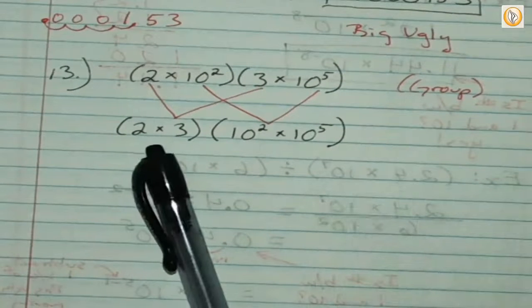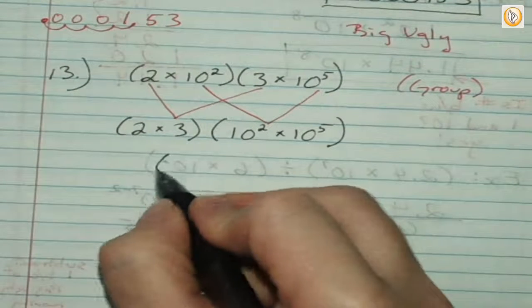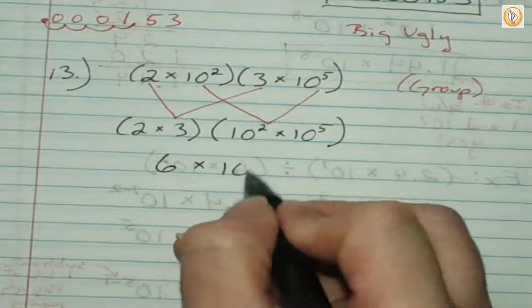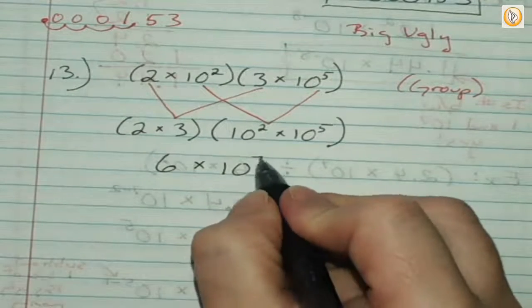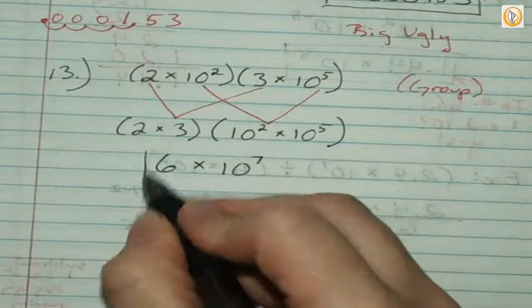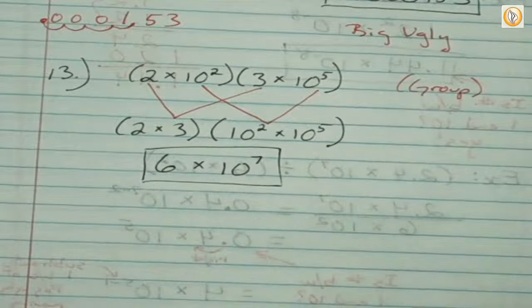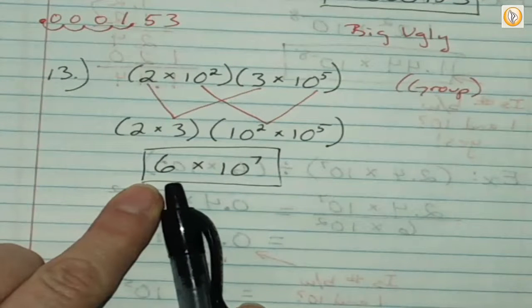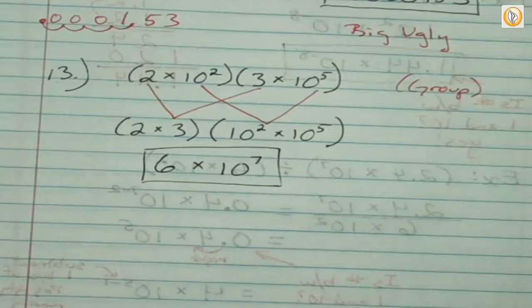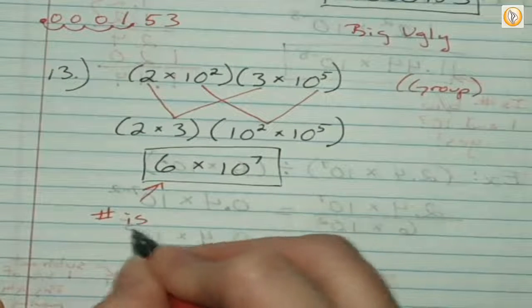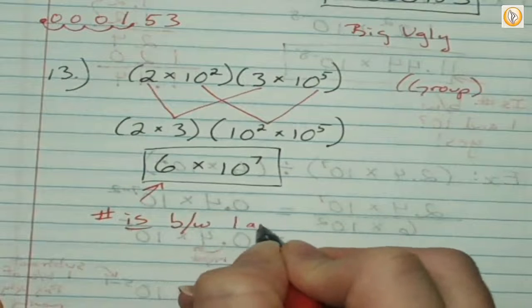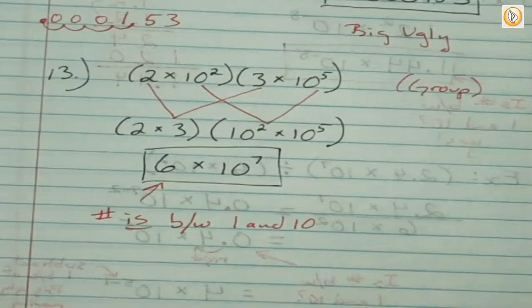Valeria, what is 2 times 3? 6. So I have 6 times 10. And Valeria, the bases are the same. What? 7. Perfecto. We add. There you go. Oh, I forgot. Franz, is this number between 1 and 10? Yes, it is. Number is between 1 and 10. Well, it's kind of easy now. Now I have one more, and I'm setting you free.